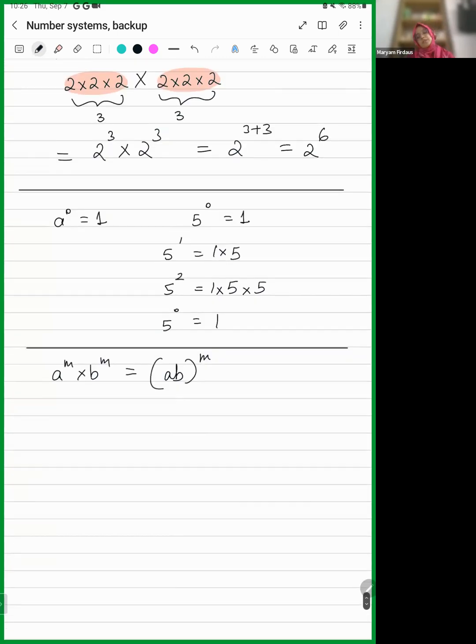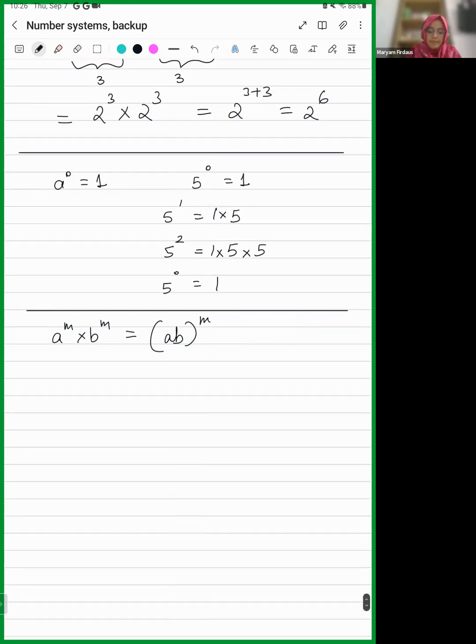Anyone, an example for this? Maybe 5 raised to 3 into 10 raised to 3. Such big numbers. Give me small numbers so that we can calculate them easily.